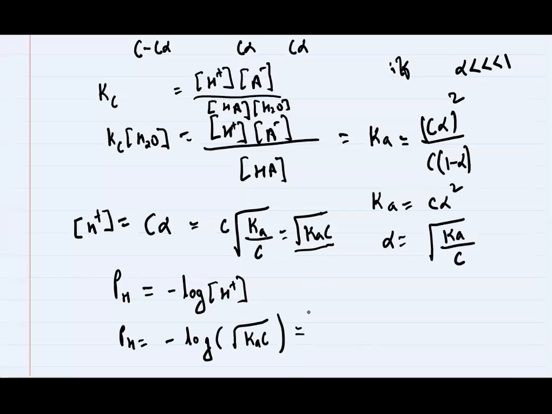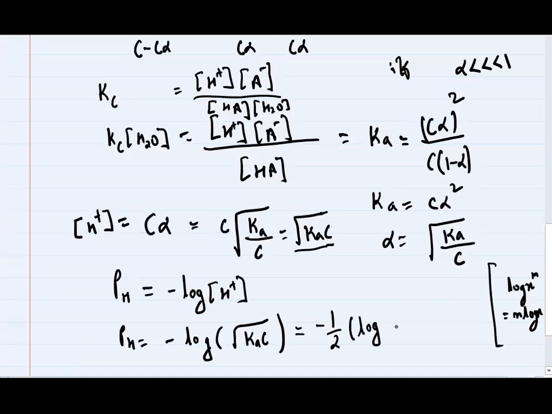Now we know the properties of logarithm. What are the properties of logarithm? We have log x to the power m is equal to m log x. This is one property, right? So I can write it like this: minus half log Ka plus log K plus log C. Yes or no? Tell me.